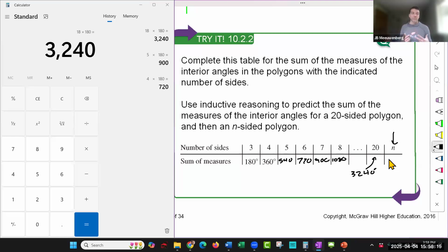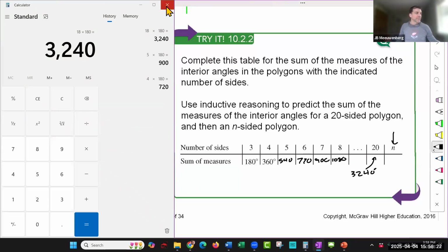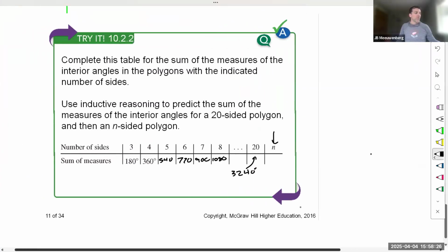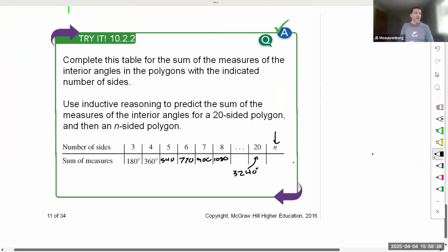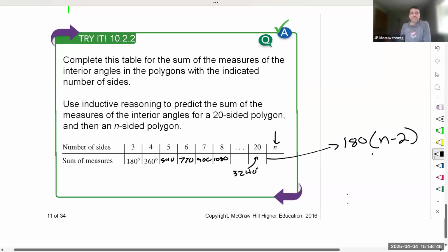Let's generalize this algebraically. For any polygon of n sides, the way we would calculate its total angle measure would be 180 times n minus 2. Subtract 2 from the number of sides, and multiply that by 180.